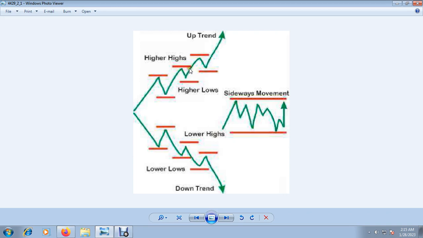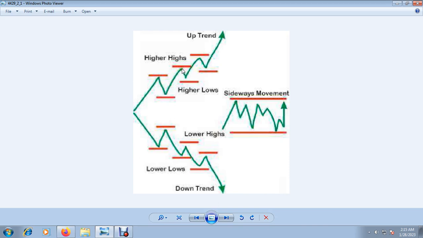Now suppose the price is going up and has not broken this higher high, somewhere around here, and then it breaks this higher low. Then it is not a valid reversal of the trend. It has to come down to the previous higher low. As long as the previous higher low is not broken, the stock or index is still in an uptrend.